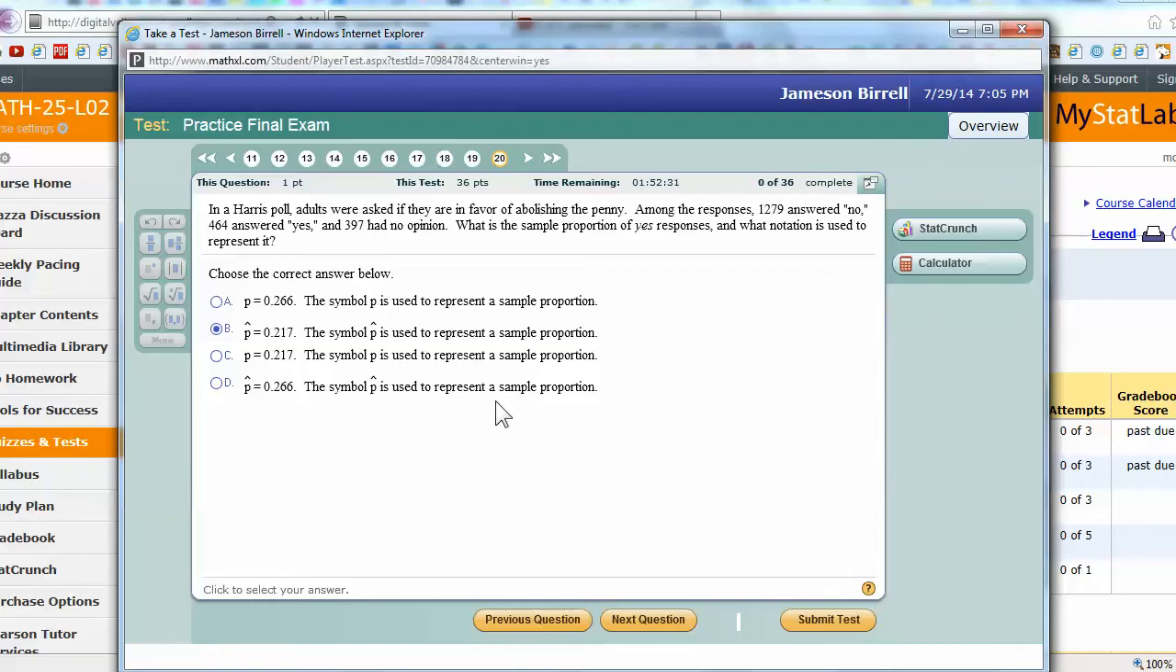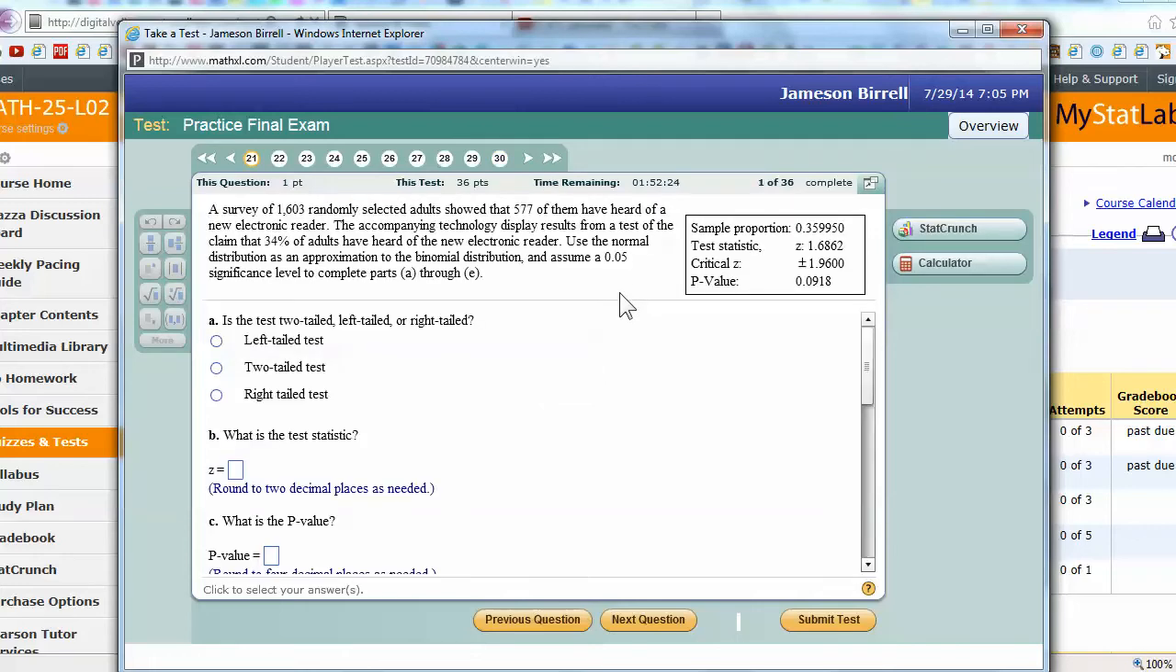Before I leave this question, I want to ask you, what do you think about abolishing the penny? Should we do it or not? Could you live without all those lucky pennies you find on the ground? My girls love to pick up pennies. I do too.